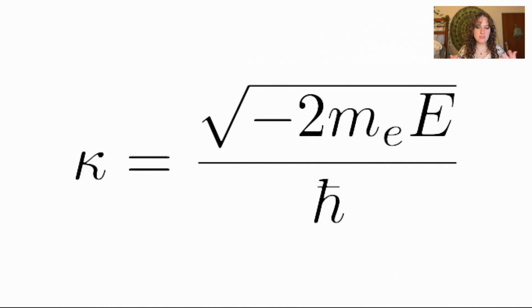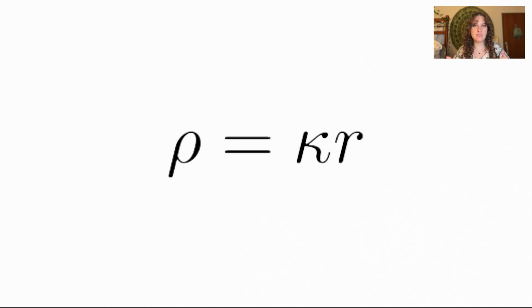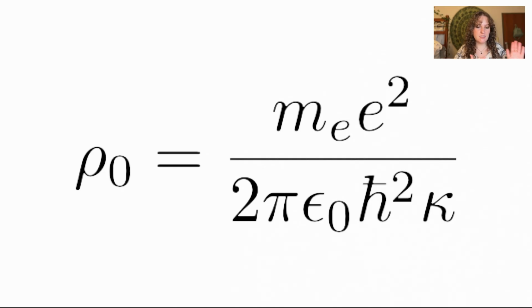First, we do some cleanup. We define a few rescaled variables to make the equation dimensionless. Kappa is related to the energy, and rho equals kappa r is a dimensionless radius, and rho naught is a dimensionless constant that also depends on the energy. Don't worry about it.